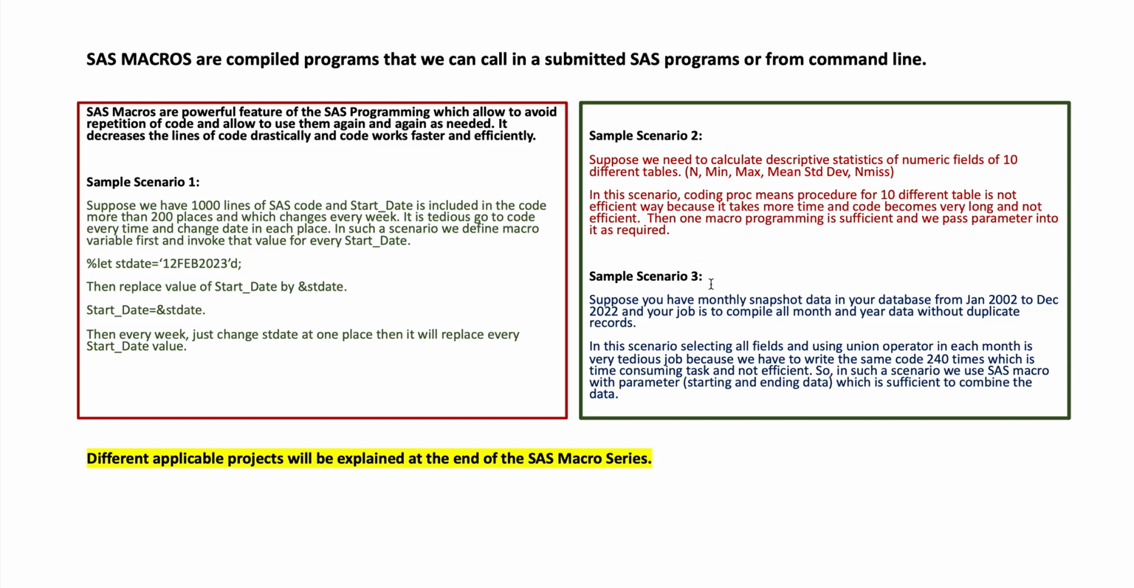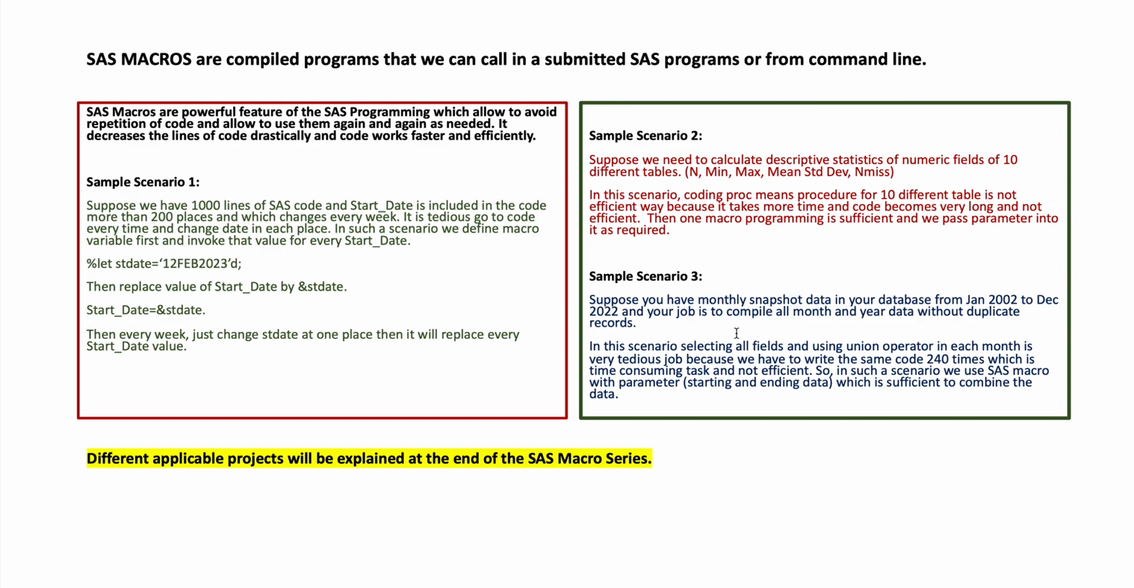Sample scenario 3. Suppose you have monthly snapshot data in your database from Jan 2002 to December 2022. That means 20 years of data. Your job is to combine or compile all month and year data without duplicate records. In this scenario, selecting all fields and using the union operator for each month is a very tedious job because we have to write the same code 240 times, which is a time consuming task and not efficient.